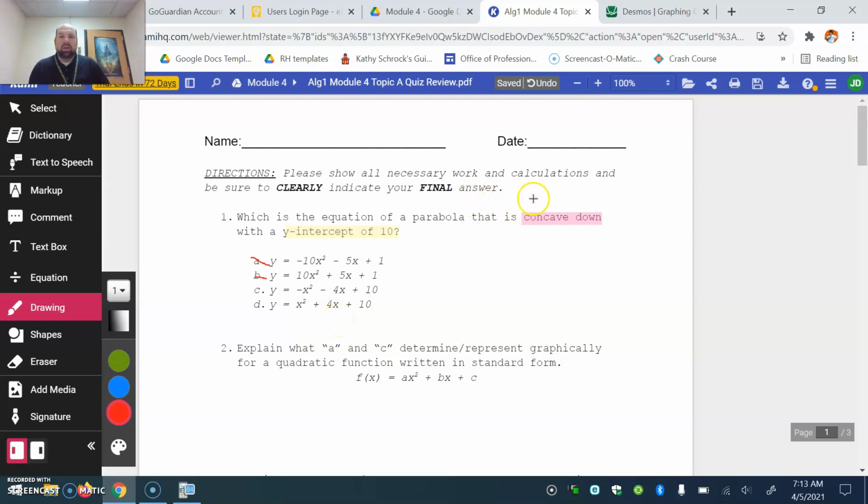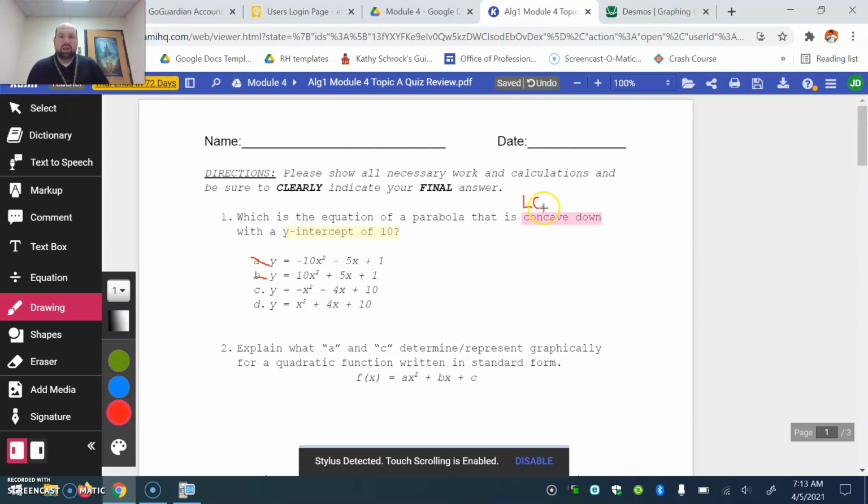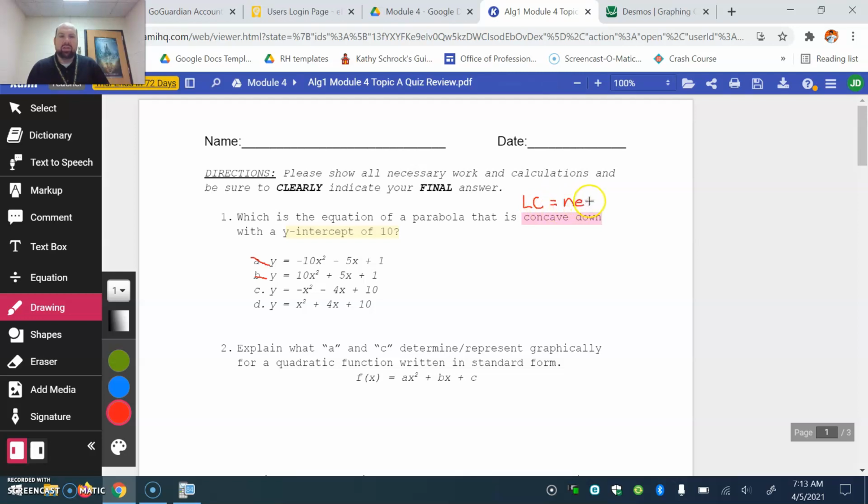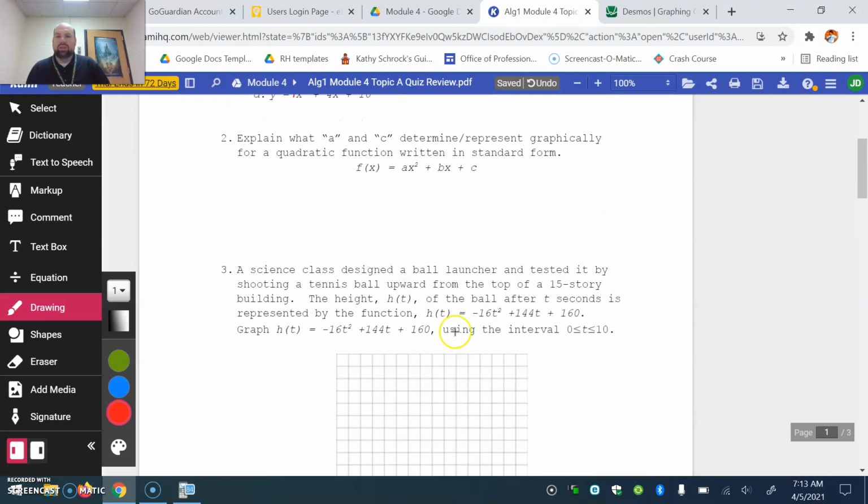So we're left with y equals negative x squared minus 4x plus 10 and y equals x squared plus 4x plus 10. When it says concave down, that means the leading coefficient, LC, is negative. So that's what I'm looking for, and that means C, because there's a negative. Think of this almost like a negative 1, and this is a positive 1 in front of the first term. Okay? All right, on to question 2.